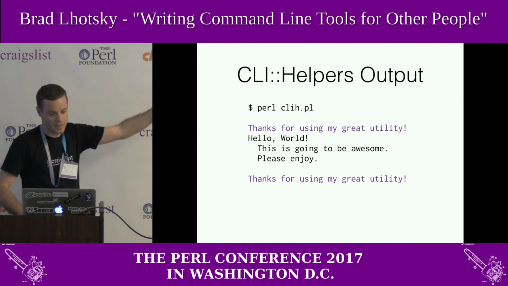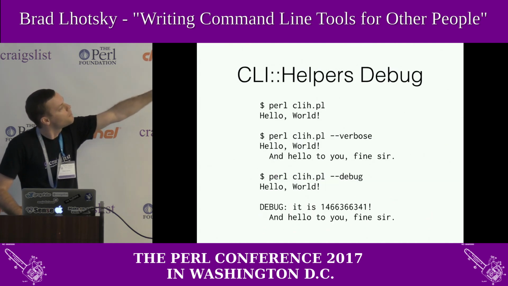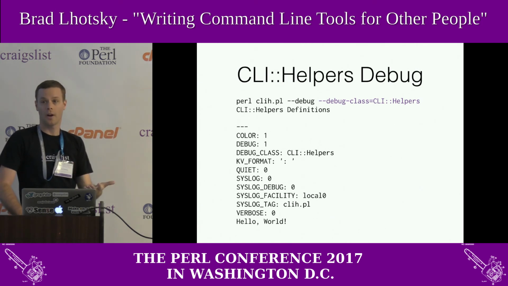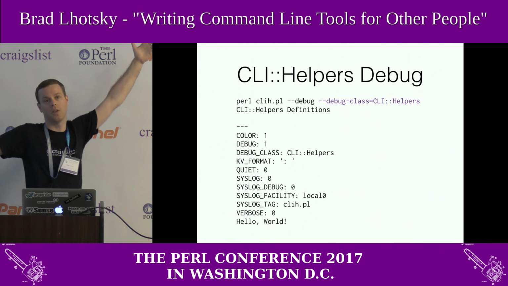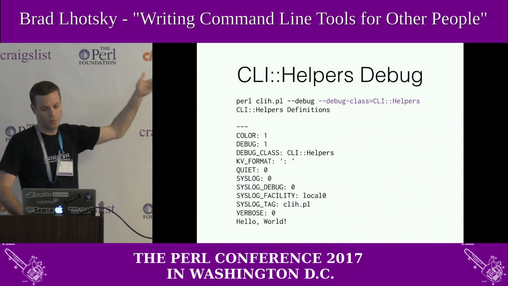So when you run this, even though you've only included that first line once, this "thanks for my great utility," you get it twice because it's always output at the end. This is useful for error messages when you want to make sure the user can see the error message and you might have a huge screen there. Here's debug, the same thing as before. When we go up to debug, everything is happy.